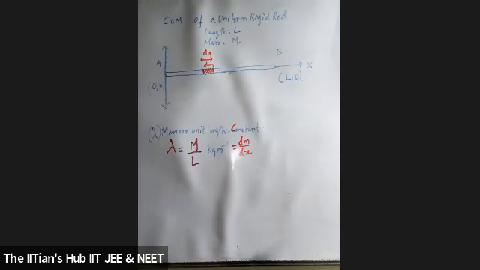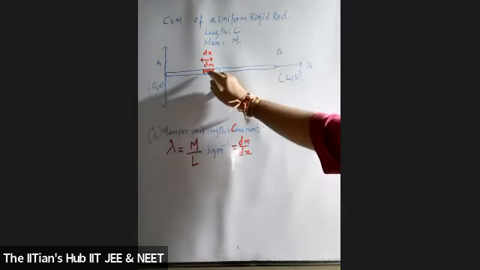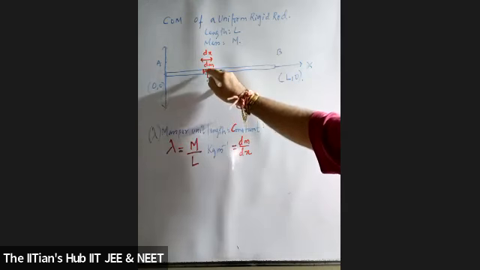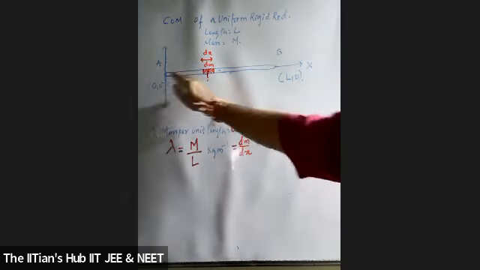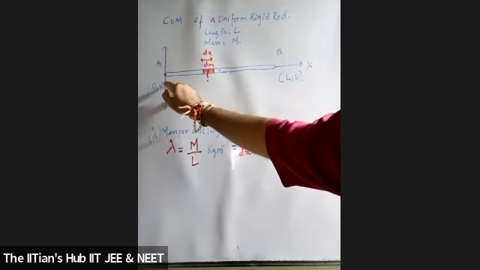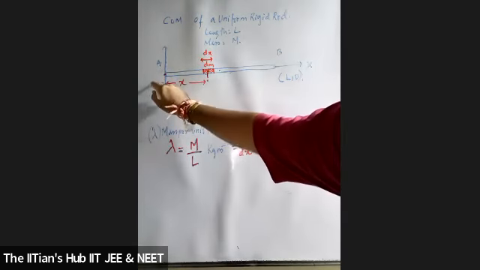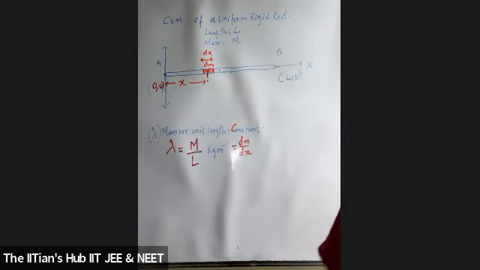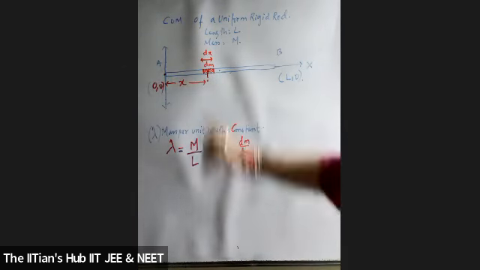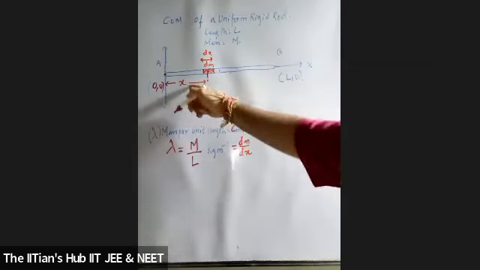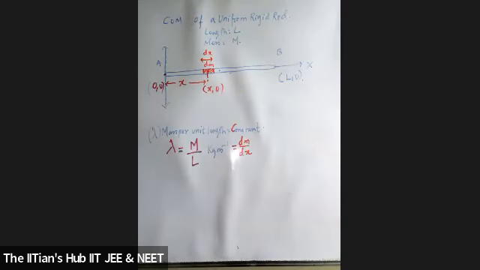I have taken an element dm whose length is dx. Let us say this is the center of mass of the element, and this element is at a distance x from the origin. So tell me, students, the coordinates of the origin are 0,0. And what will be the coordinates of the element? The coordinates are x, 0. I have taken these with respect to x and y, students.